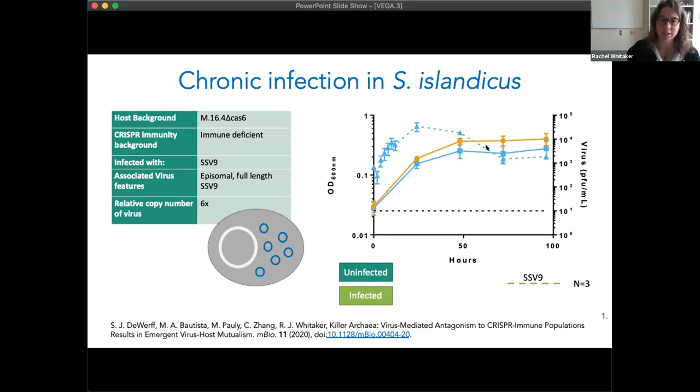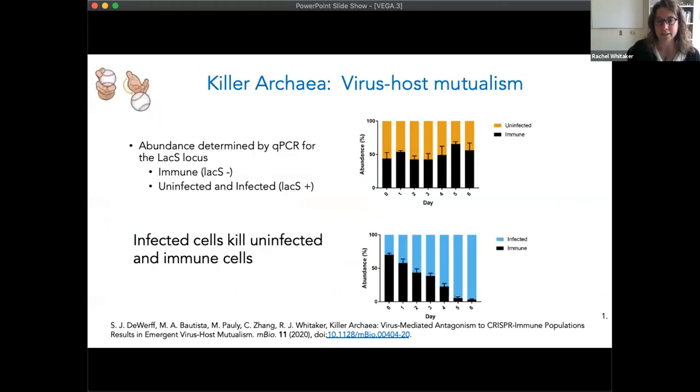So we isolated this chronically infected cell from this CRISPR immune-deficient strain and showed that it has a little bit of a cost to be infected, and then competed it against our immune and immune-deficient strains. And what we found, a kind of a curveball here, was that the whole dynamic is not necessarily determined by CRISPR-Cas immunity, because the SSV-infected cell actually kills uninfected cells.